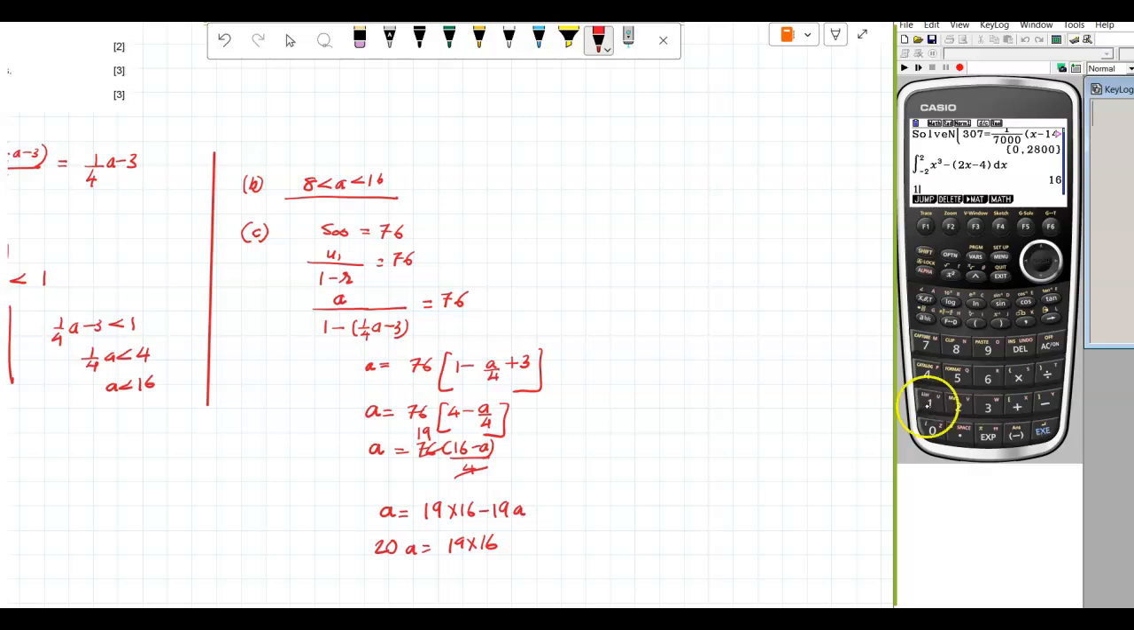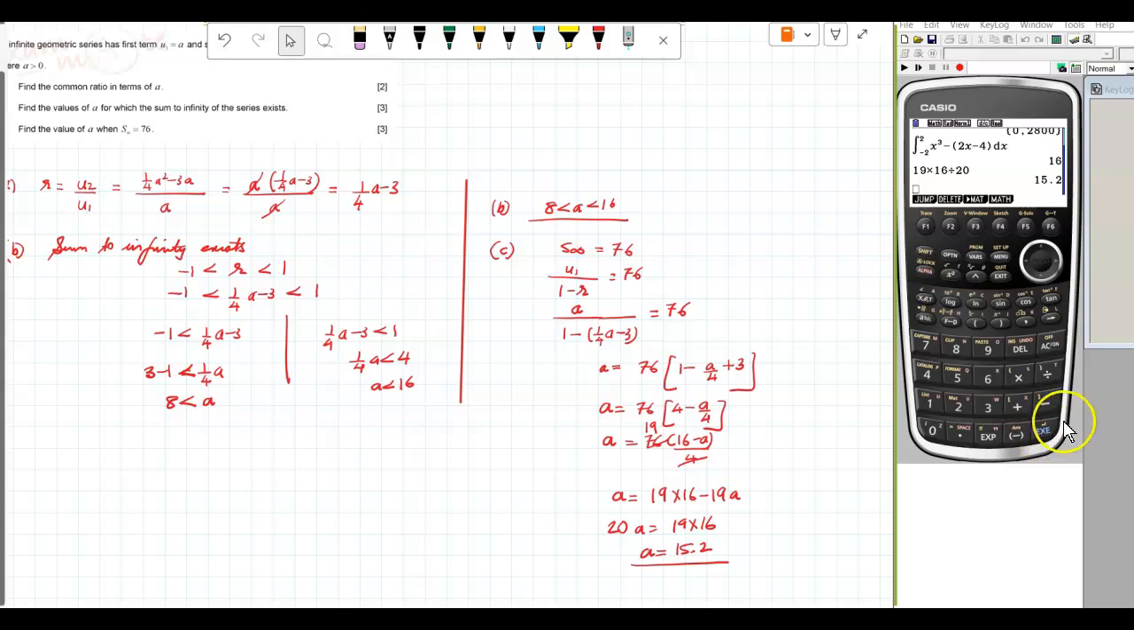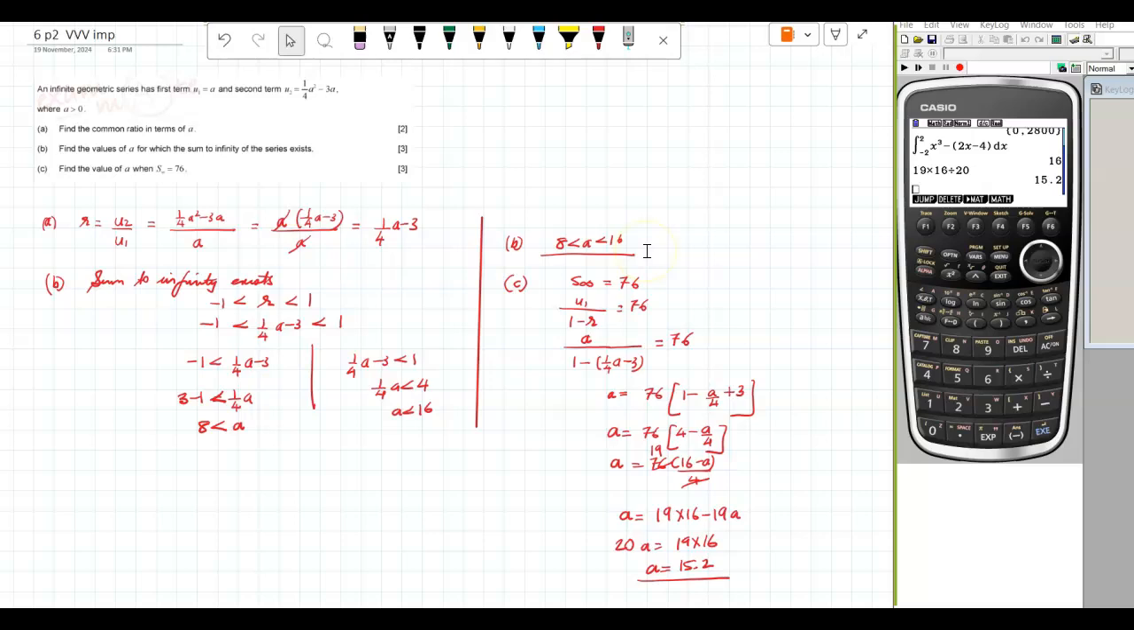So 19, yes, no, yeah, no problem. Divide by 20. But some people can't do it, no? So 15.2, which makes sense since it lies between 8 and 16.